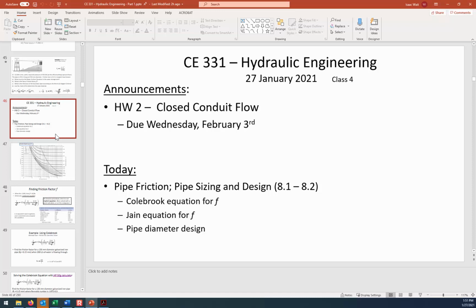I would recommend using Excel for finding the required pipe diameter. You can do it on paper if you like, but just the iteration, like how I did that copy-paste thing, it's much easier to just do copy-paste than to redo the calculations by hand. But if you're more comfortable doing it by hand, that's okay.